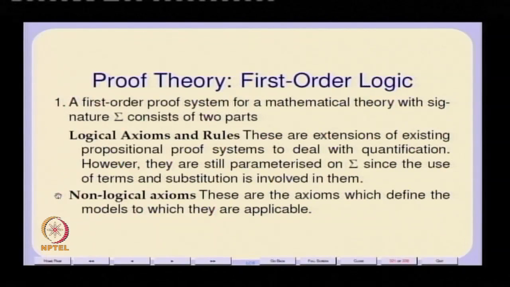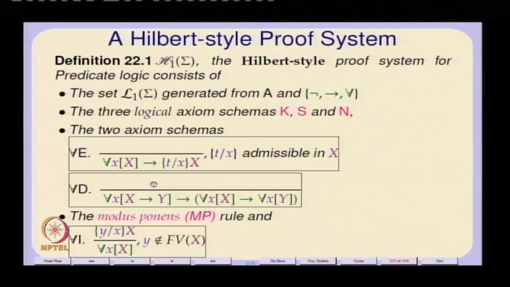Okay. So you can think of first order logic as a two-tier structure, and we'll actually make it a three-tier structure. I'll give the reason for it. We first of all require logical axioms and rules, and Hilbert had these.